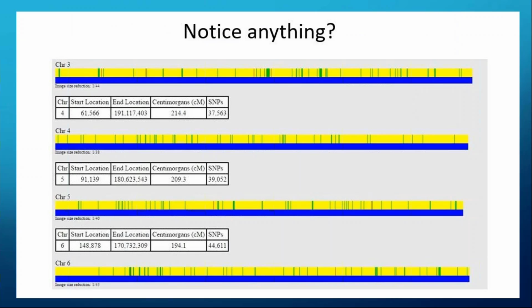Here's one that's sort of interesting that I did recently. Notice anything? If you focus on this particular slide, there's a blue bar all the way across when we compared this person's kit to another kit. If you don't know what that means, it means that the person whose kit we're comparing was the parent of the other kit that was compared.